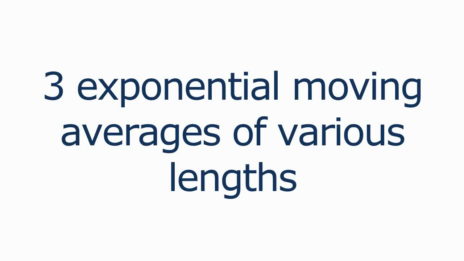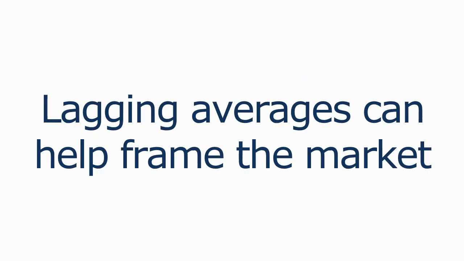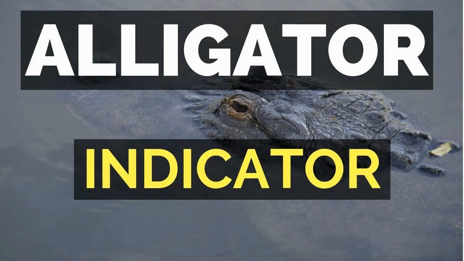As mentioned, the 3 moving average crossover strategy is an approach that uses 3 exponential moving averages of various lengths. Now, all moving averages are lagging indicators, but when you use them correctly, they can help frame the market. You can see how moving averages can give you information about market states by looking at the alligator trading strategy that I made a video about not long ago.